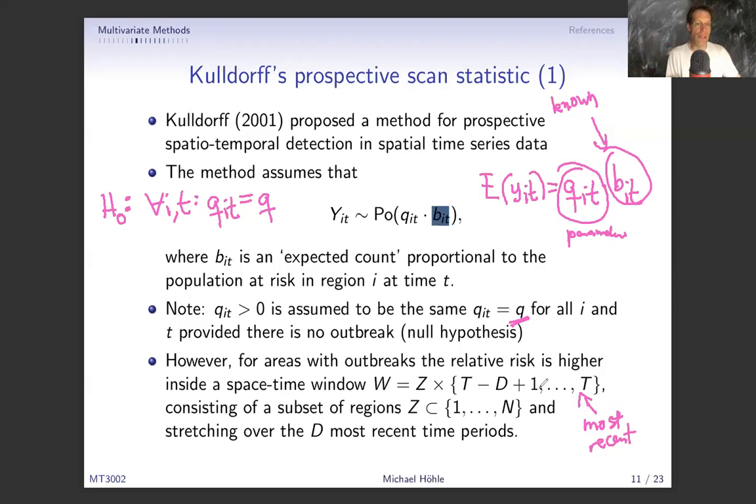And the alternative hypothesis is that outside our space-time window, we will have a lower parameter again. You can discuss whether that should really be q in this case, or if it should be a q bar, let's say, so a corresponding estimate outside. Of course, if some will be higher, some will be lower. That you can debate, what is the best way to do.